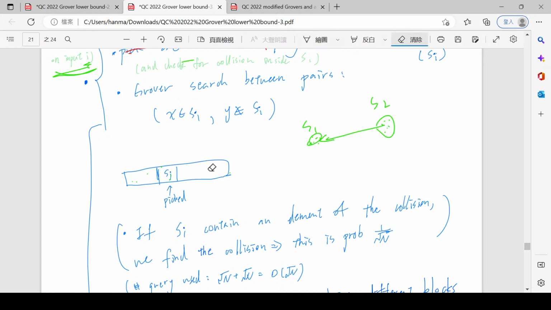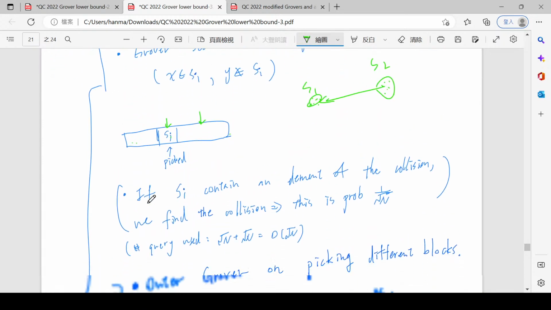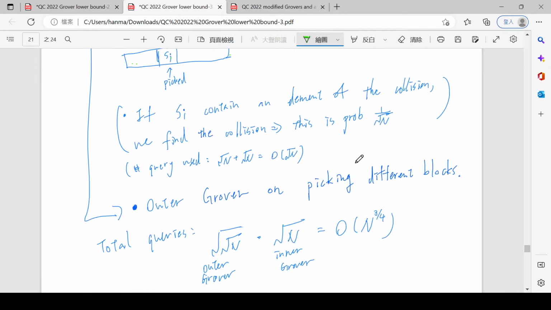And so that's an inner loop too. So if there is a pair where one element is in S1 and one element is in whatever place, then this inner loop will find it. Sorry, not S1, SI. So if the collision pair has one element in SI, we'll find it, as we said.